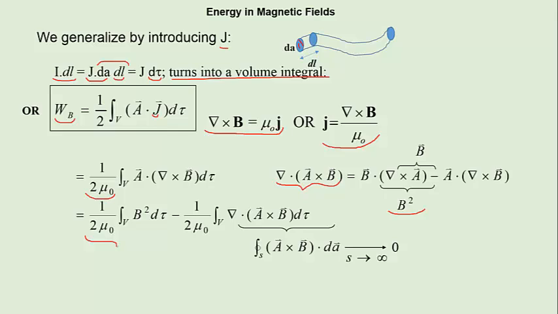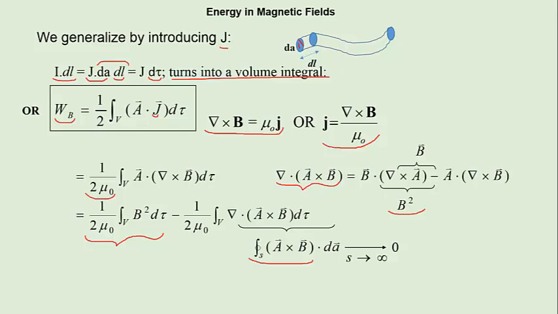We have the first term being the integral of B squared times 1/2 mu 0. The second term will be minus 1/2 mu 0 times this volume integral here, and we change that divergence of a cross product to a surface integral here, and so we have a surface integral of A cross B dot dA. Now these have R dependences. This has an R dependence, and so does this.